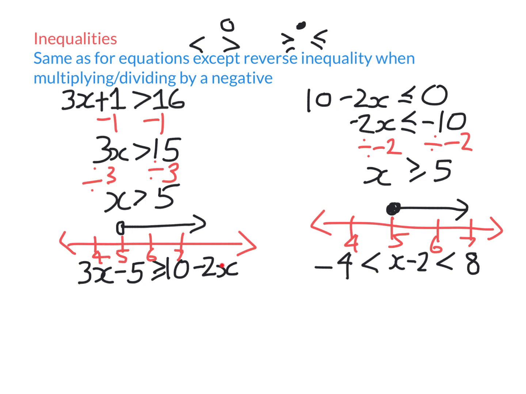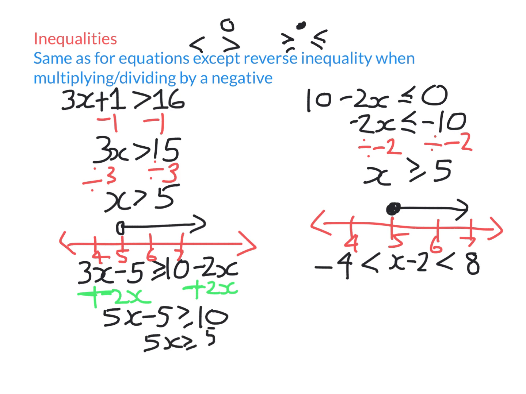All right, how would I solve this one here? Well, the same way as an equation. If x is on both sides, we're going to subtract the one with the lowest coefficient. And of course, subtracting -2x is the same as adding 2x. So I get 5x minus 5 is greater than or equal to 10. Add 5 to both sides. And then divide each side by 5, I get x is greater than or equal to 3.